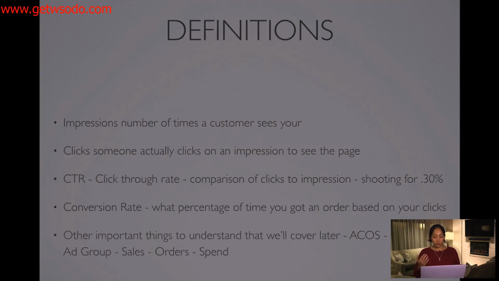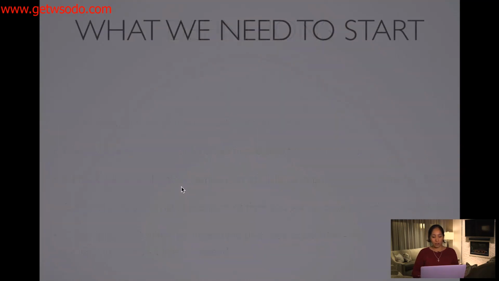Other important things to understand that we'll cover later are ACOS, campaign, ad group, sales, order, and spend that you spend on the actual ads.